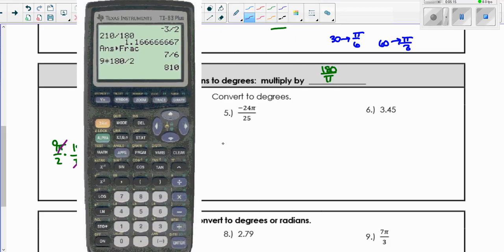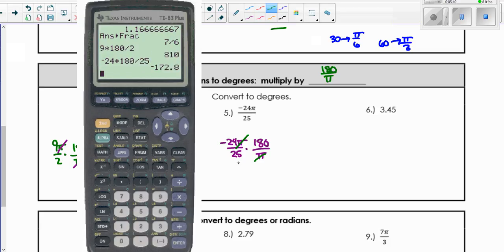Okay, so if I take negative 24 pi over 25 times, and this is how I know that I'm going to be changing into degrees, because I want to make sure this pi cancels. So this is an easy way to remember what to multiply by. So pi's cancel. I get negative 24 times 180 divided by 25, and I get negative 172.8 degrees. And make sure you put degrees with your answer. Okay, so try 3.45.